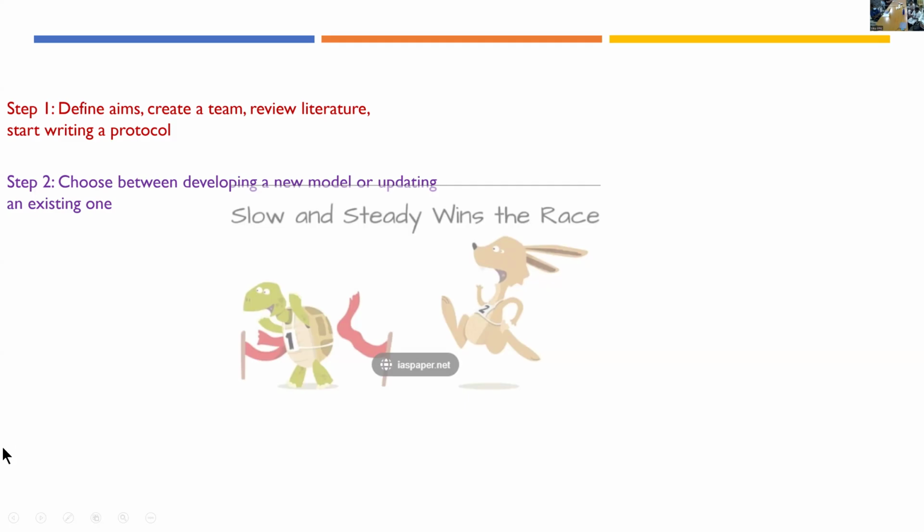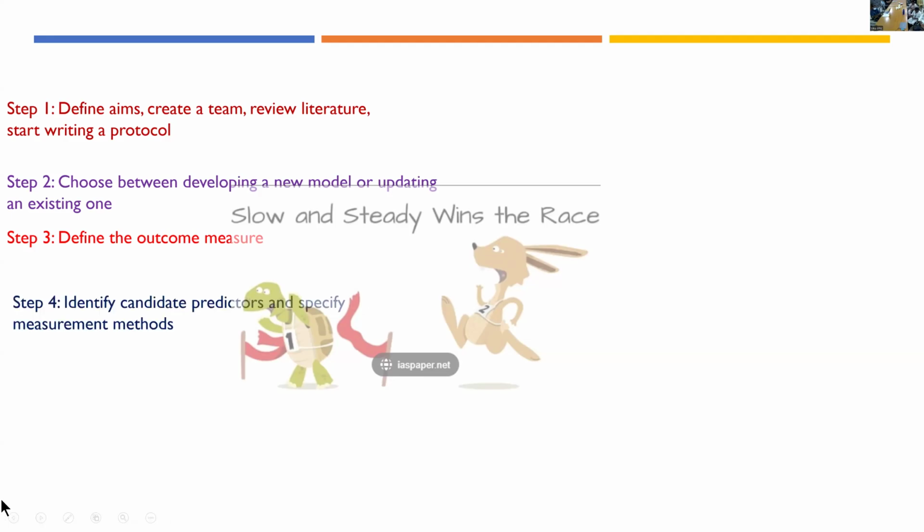There's no good model, then you're forced to create a new model. Step 3. What is your outcome measure? That incidence of diabetes. What's the outcome measure? Then, what are the predictor factors? And if the predictor factor is diabetes, how should it have been measured? Is it fasting glucose? After eating glucose? Is it HbA1c? How do you measure that risk factor?